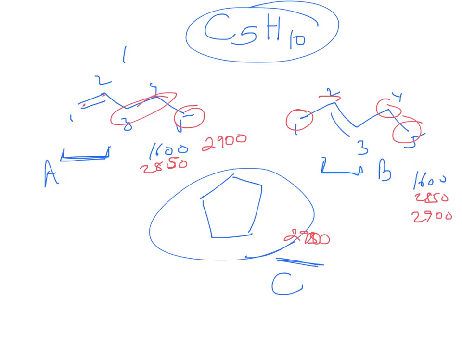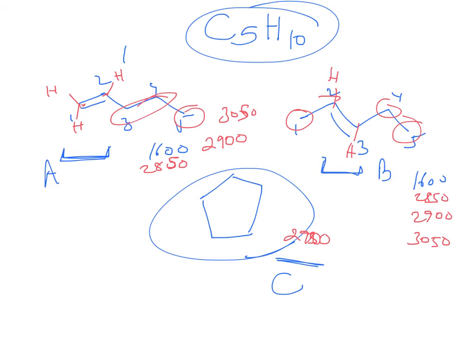The C double bond C, that's going to show up as 1600. We already talked about that. The hydrogens, those are vinylic. So there will be a peak at 3000 or 3050. Well, you have vinylic peaks here. So there will be a 3050 here as well. There is no 3050 there.